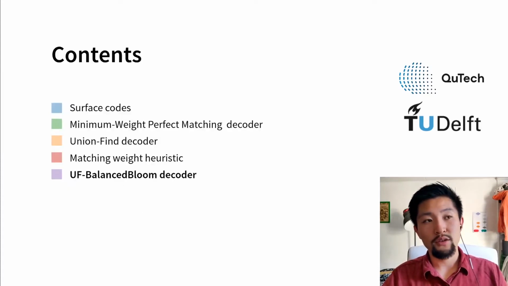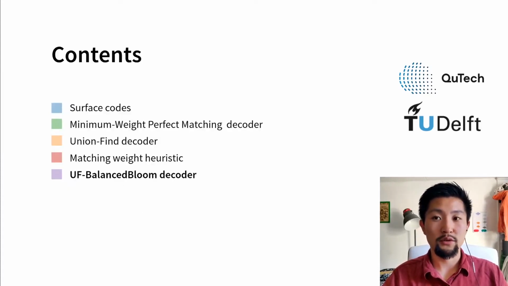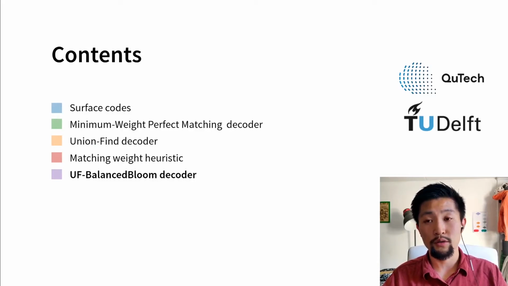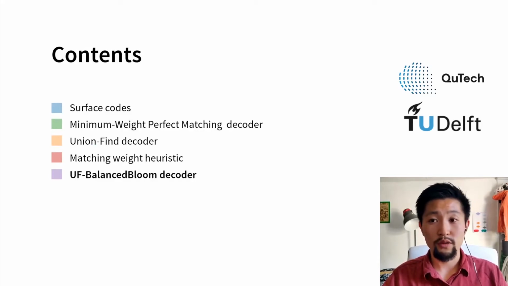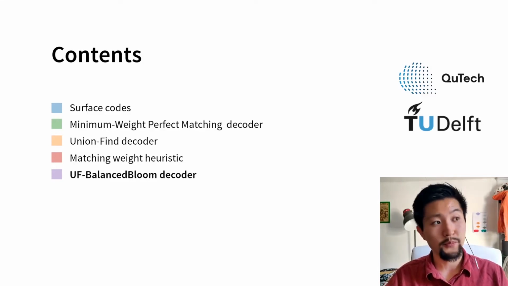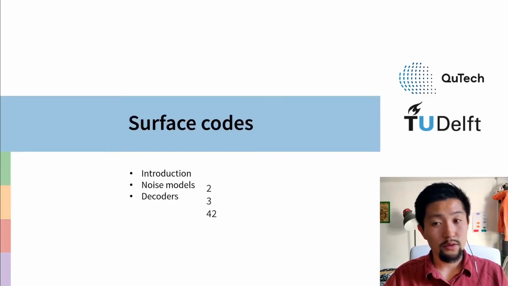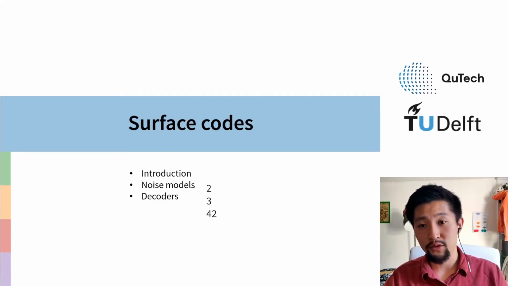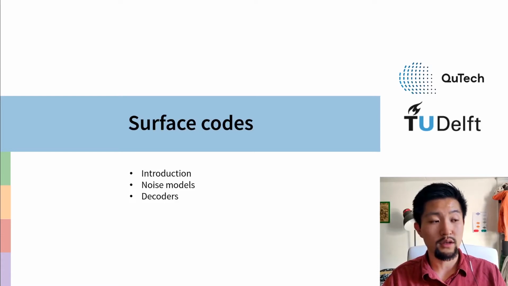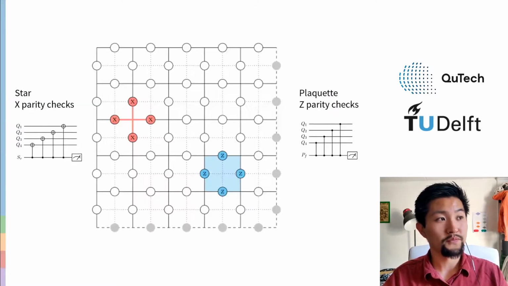In this presentation, we'll first cover the basics of surface codes. We'll cover two decoders for the surface codes. After that, we'll move on to the matching weight heuristic, which hopefully will give motivation to the development of the unified balanced film decoder. So, surface codes. We'll be giving an introduction. We'll introduce the noise models that we'll be using in this presentation, and I'll give an introduction on decoders.